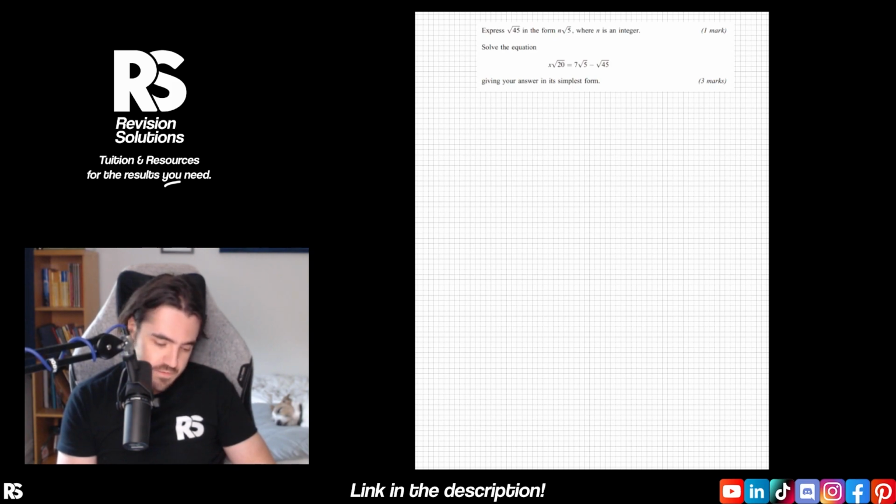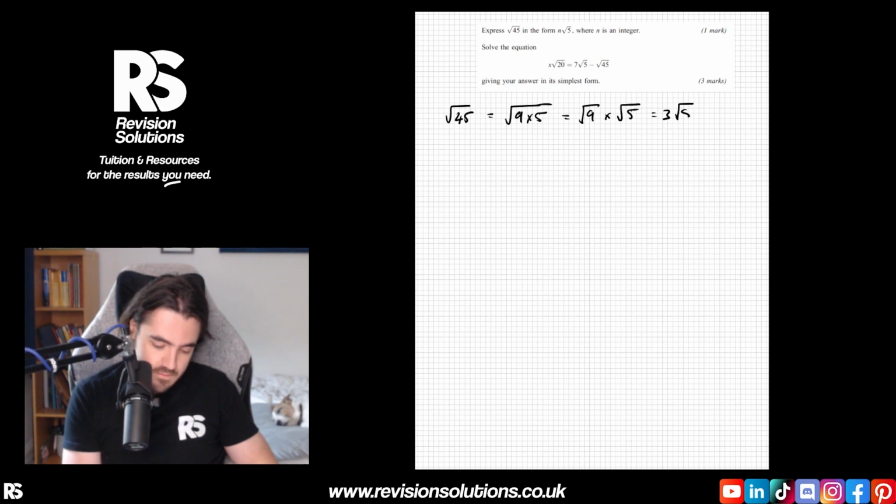For our next question, it first says, can we express root 45 in the form of n root 5? And again, we can pull out a factor of 9 from 45. So root 45, we can first write that as root 9 times 5. And then we could write that as the square root of 9 times the square root of 5. Root 9 is simply 3. And then we just have 3 root 5.